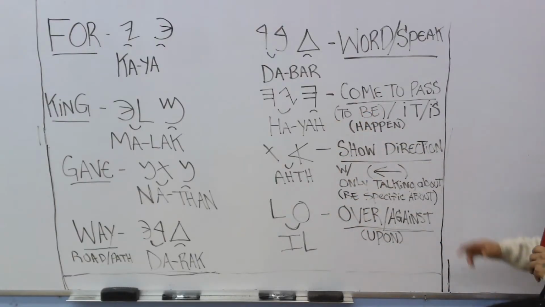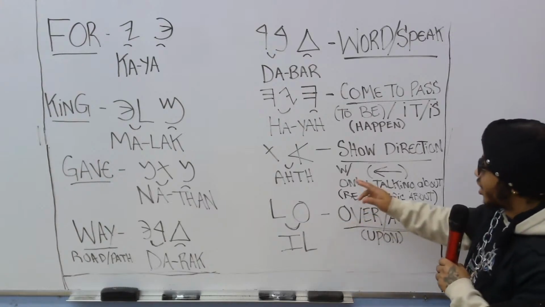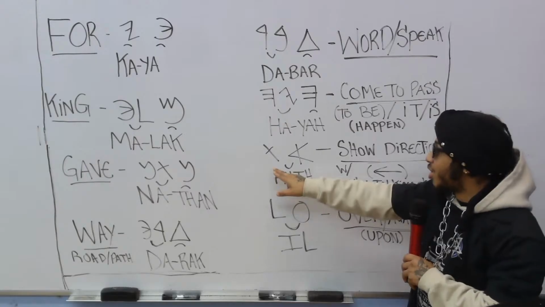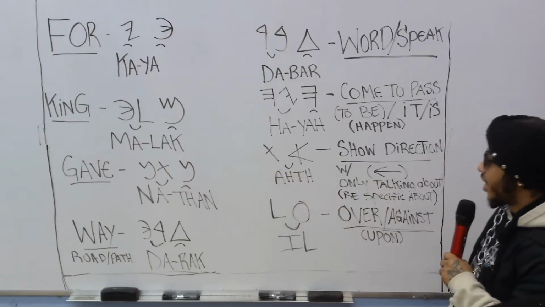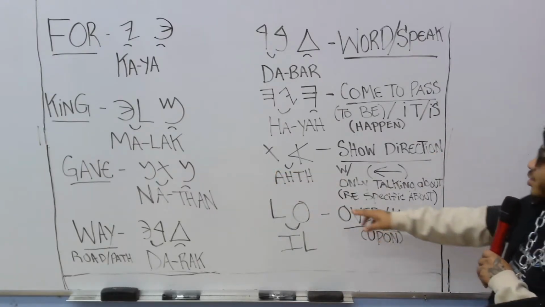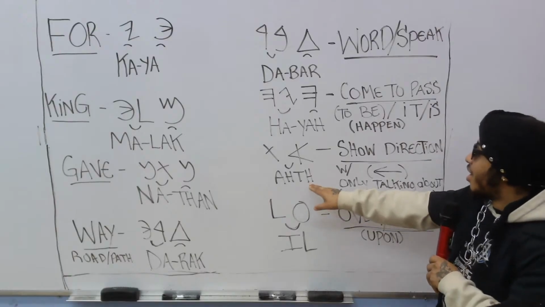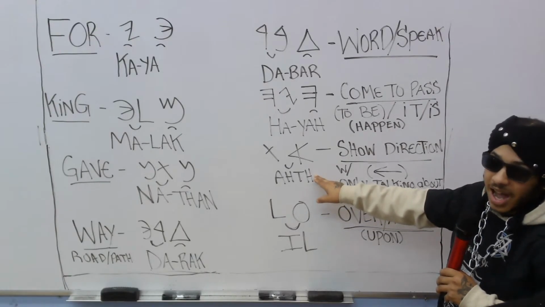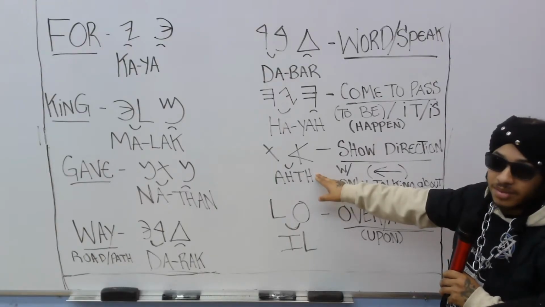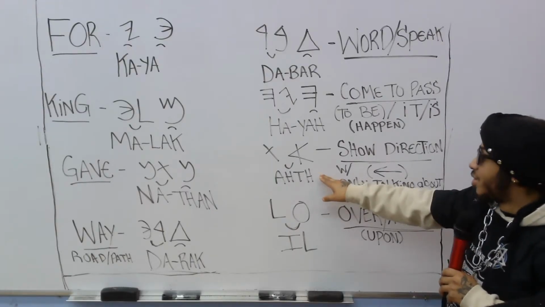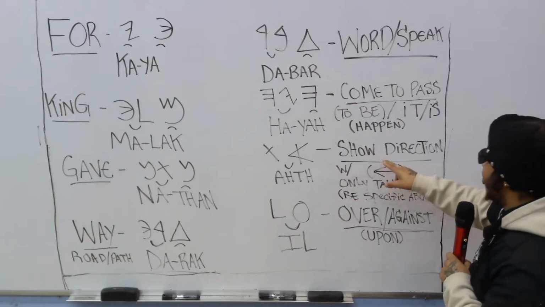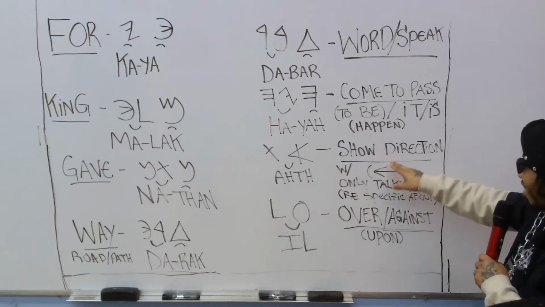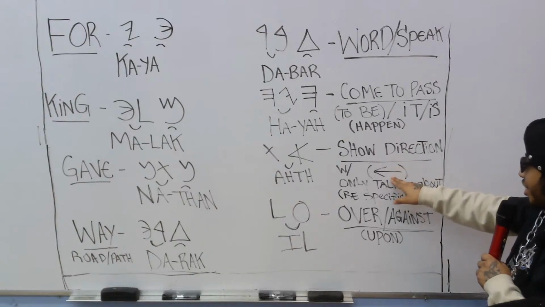Now, the next word is the word af. The character ah, the character tha connected. This word af is very important. This word does not have a word meaning. I'm going to explain to you why. This word af is used to show direction. As you can see right here, it's used to show direction.